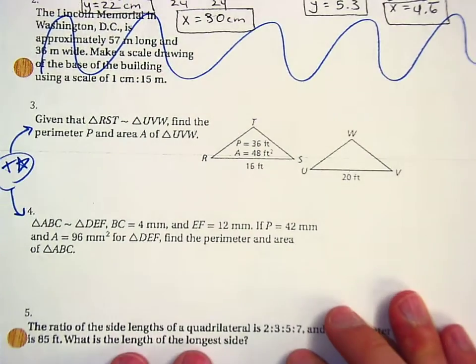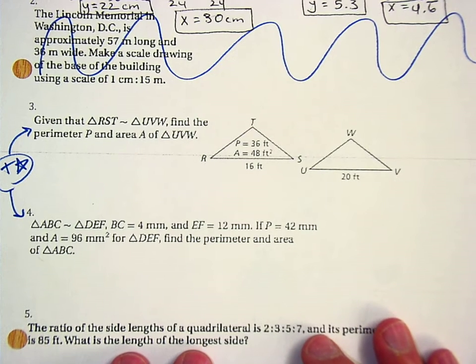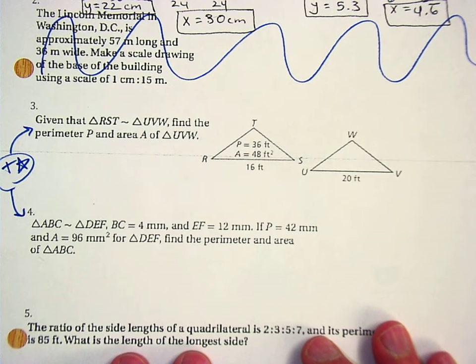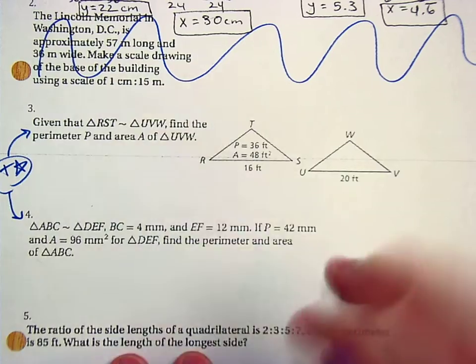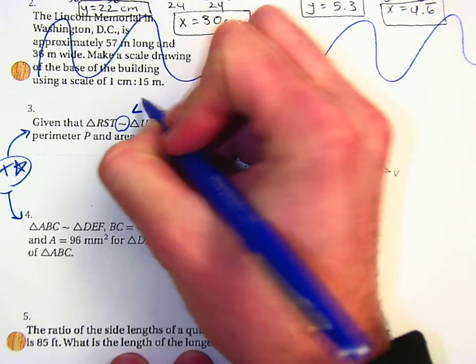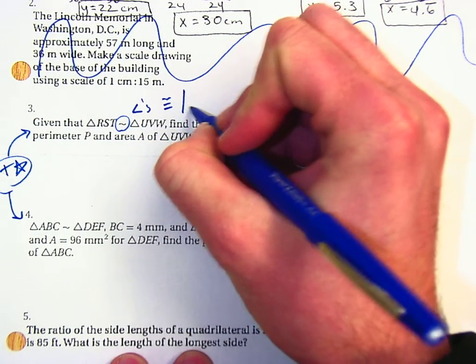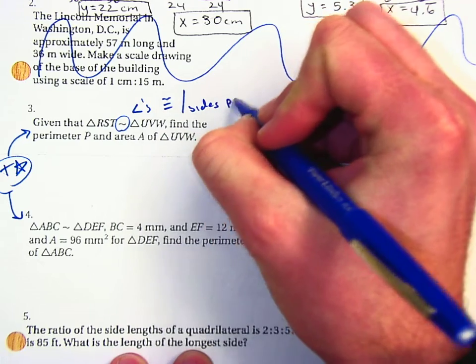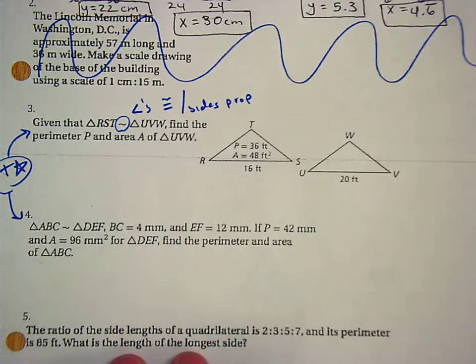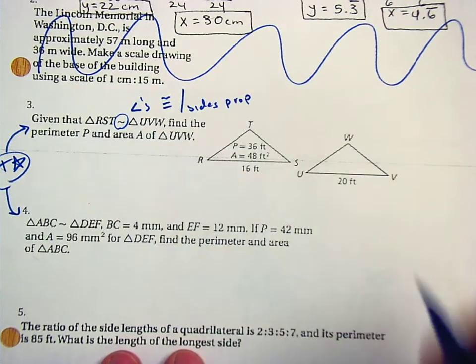So in problem 3, they give us two triangles, RST and UVW. And they tell us that these triangles are similar. So we know that the angles are congruent and the sides are proportional. We need to find the perimeter and area of UVW.